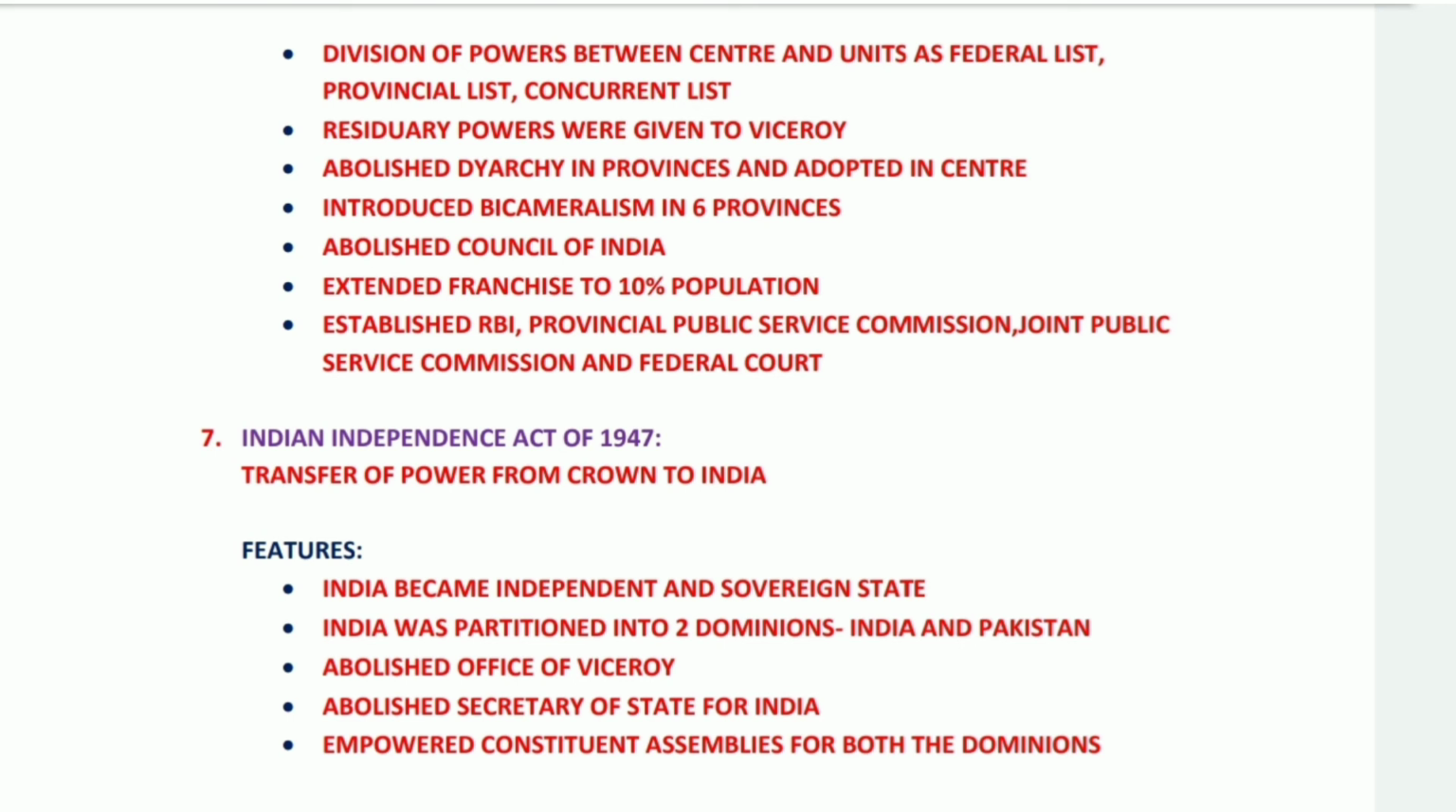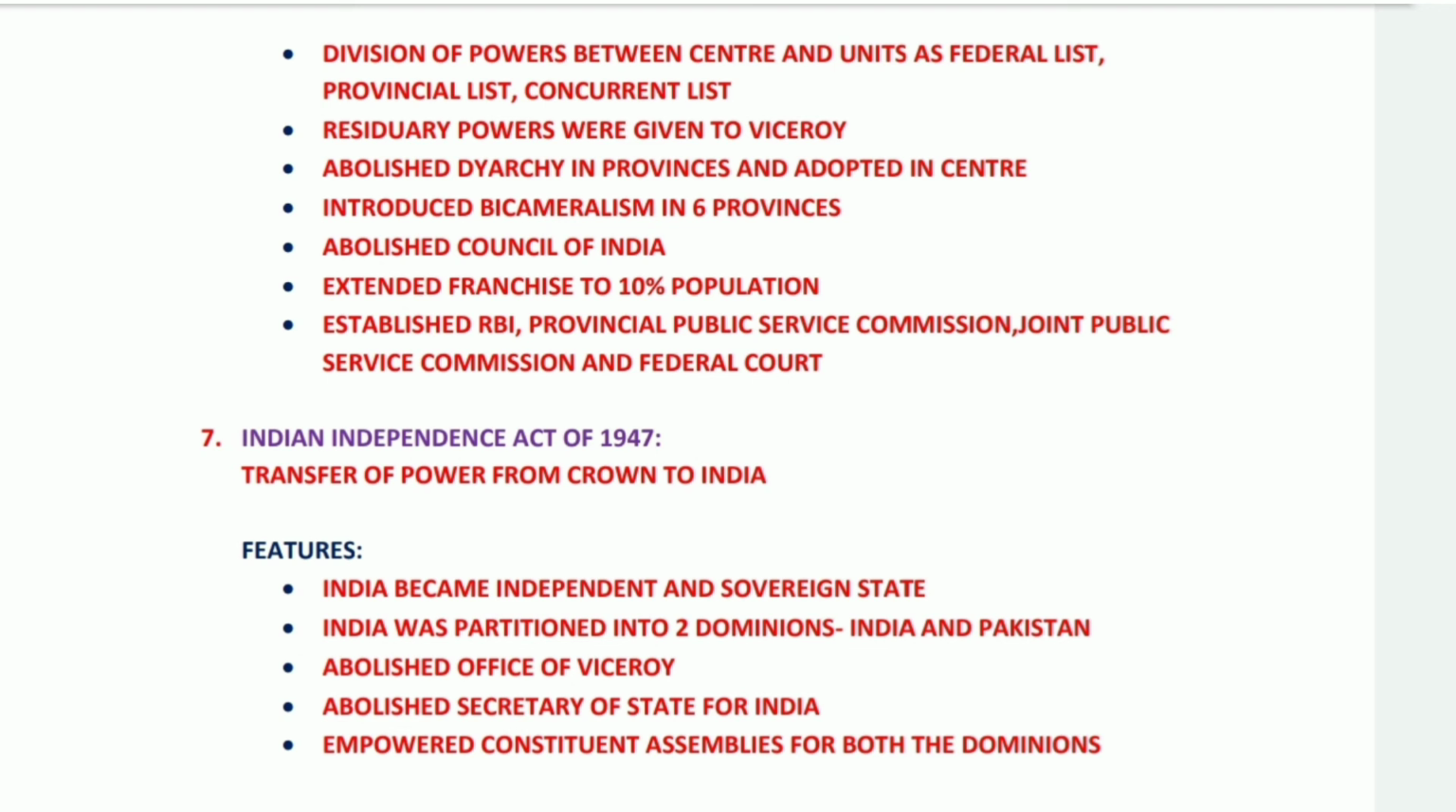And after that, the Council of India, which was established in Government of India Act 1858, was abolished here, and the franchise that was given to the people based on the qualifications of education, tax, and property under Government of India Act 1919 was extended, and this franchise was given to 10% of the population who had voting right. And after that, this act has brought Reserve Bank of India. It has also established Provincial Public Service Commission and a Joint Public Service Commission for the recruitment of officers. And along with this, the act also brought one federal court.